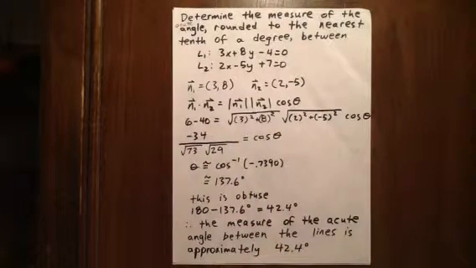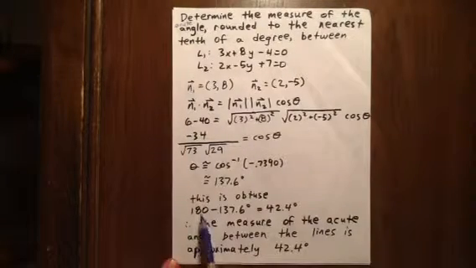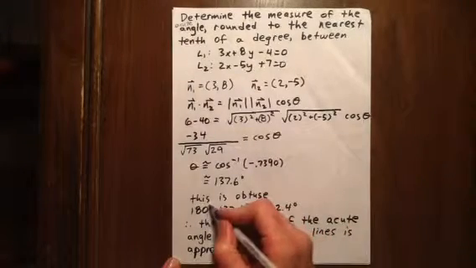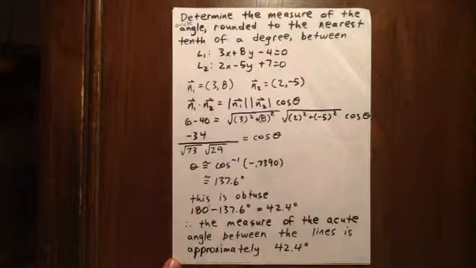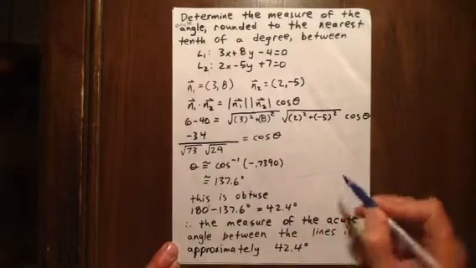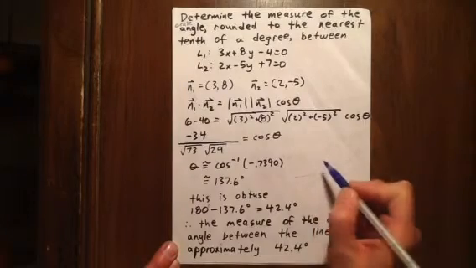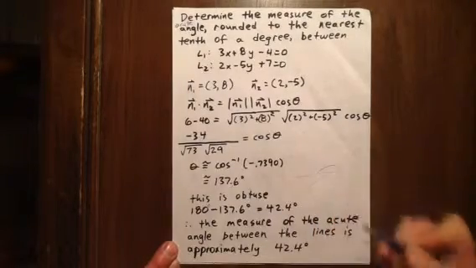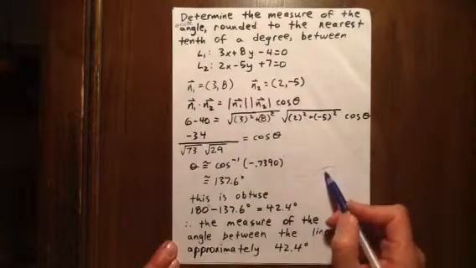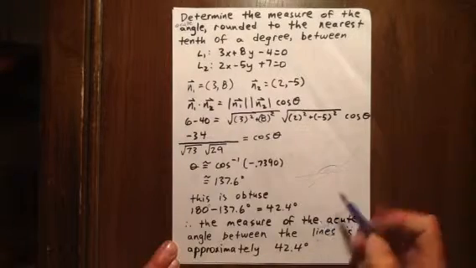The cos inverse of that is approximately 137.6 degrees. That's an obtuse angle. If we want the acute angle between them, we simply subtract that number from 180 degrees. Now, if you're wondering why can we do that, it's because the two lines intersect like so. And what we've just done is evaluated this angle. And we've said that this angle is 137.6 degrees.